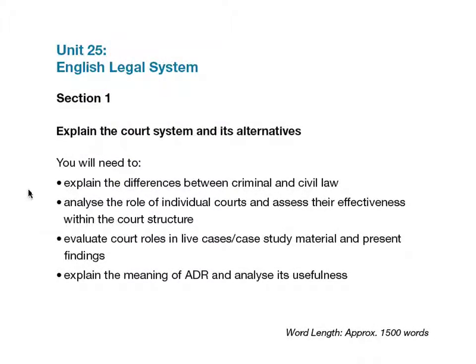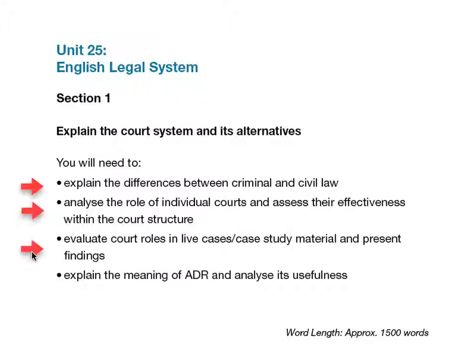Section 1, for bullet point 1, a simple comparison is needed with some examples of what is a criminal and what is a civil offence to illustrate the differences. Here you'll need to briefly describe the role, purpose, jurisdiction, personnel and procedures of criminal courts, that is magistrates' courts, Crown Courts, Court of Appeal, House of Lords, European Court of Justice, and civil courts, which will include small claims court and jurisdiction, county court, high court, Court of Appeal, House of Lords and the European Court of Justice.